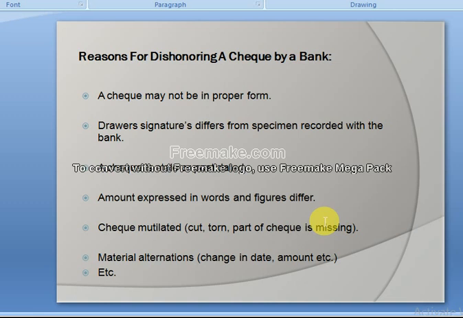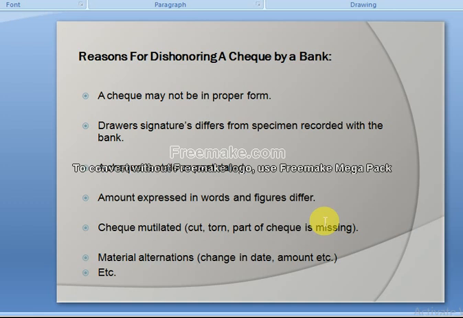Drawer signature differs from the specimen record with the bank. Like when I open an account in a bank, the SS card, the security signature card, the bank takes a signature record from me. So when I issue a check and make a signature on it, and that check is presented, my signature is checked with the SS card signature. If the SS card signature and the signature on the check are different, there is a difference between these signatures, in that situation the bank bounces back the check.